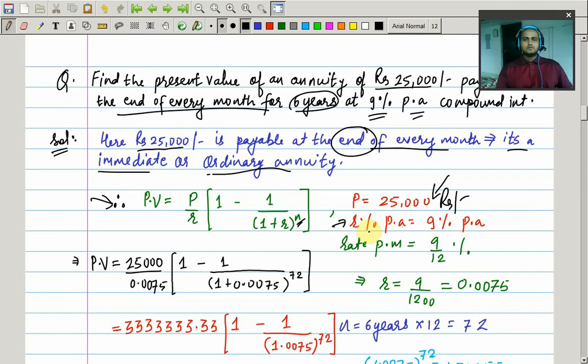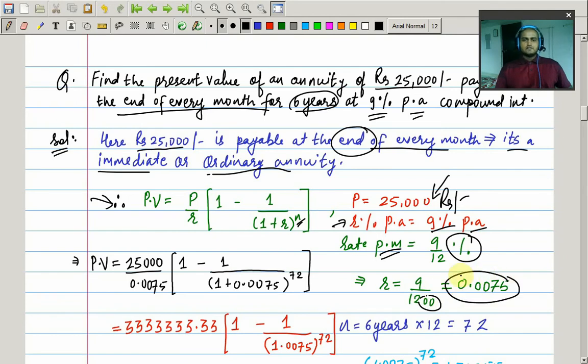What is the rate of interest? It is 9% per annum. So I need to convert this rate per annum into per month. So the rate per month is 9 by 12%, and let's make it free from the percentage sign by dividing it by 100.